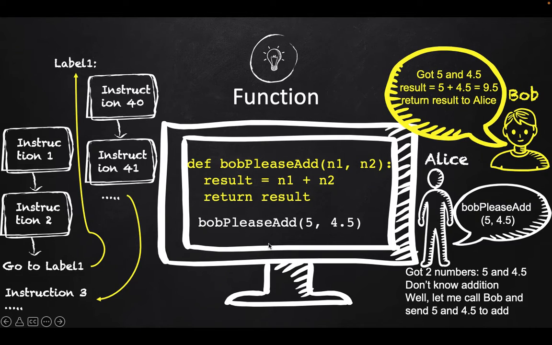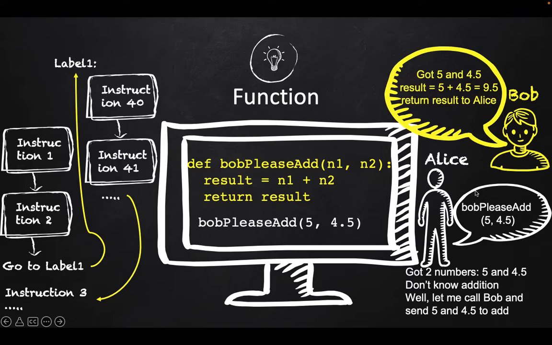A simple real-world situation can help clarify the scenario. Let us assume that you have a friend called Alice who does not know how to add. But Alice got two numbers, 5 and 4.5, to add. So what is Alice's option? Well, suddenly Alice remembered that she has one friend called Bob who knows how to add. So Alice thought, well, let me call Bob and send those two numbers 5 and 4.5 to him.